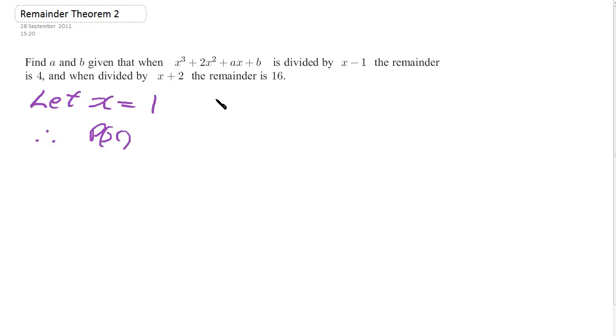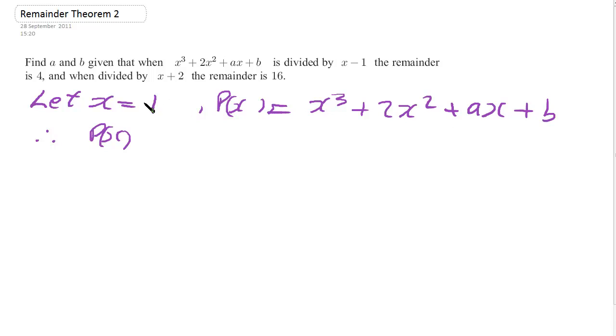Actually, I want to say let p of x equal, just to save me some time later. I just like writing it like this. It's a personal preference, you don't have to. You could just write all this equals, but I'm going to write p of x equals 1 cubed plus 2 times 1 squared plus a times 1 plus b. So what I've done is I've taken my 1 and placed it wherever x is, because I've let x equal the 1.